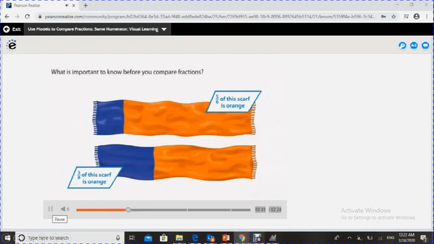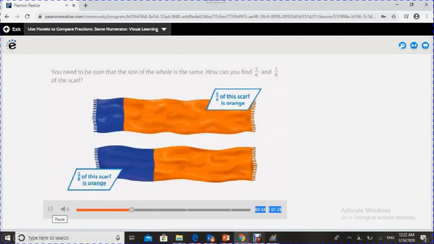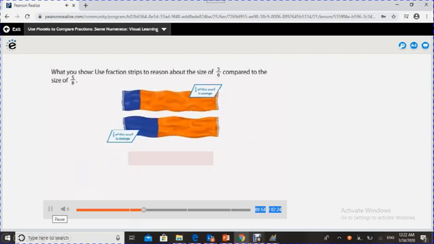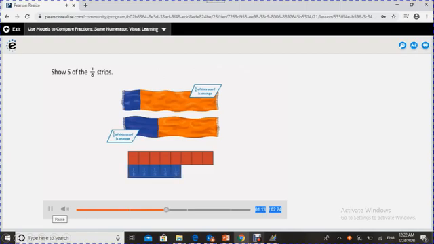What is important to know before you compare fractions? You need to be sure that the size of the whole is the same. How can you find 5/6 and 5/8 of the scarf? What you show: use fraction strips to reason about the size of 5/6 compared to the size of 5/8. Divide the scarf into 8 equal parts to find 5/8. Each part is 1/8 of the whole. Show 5 of the 1/8 strips.